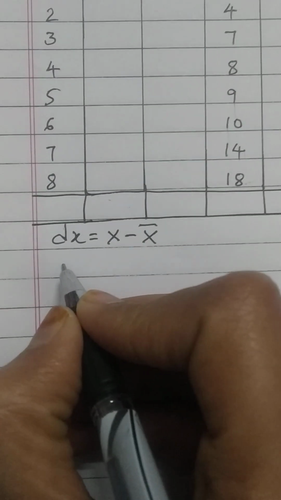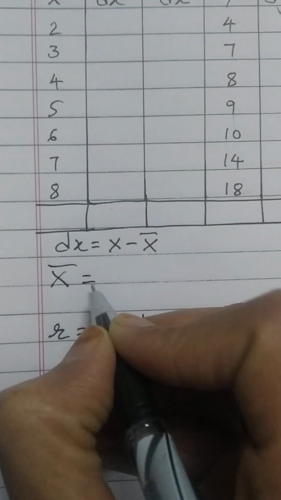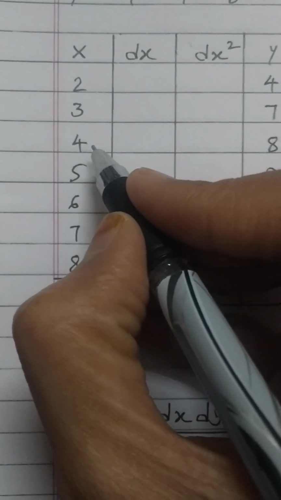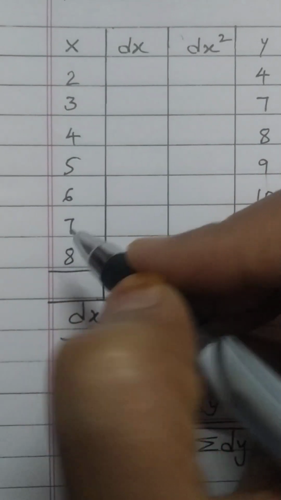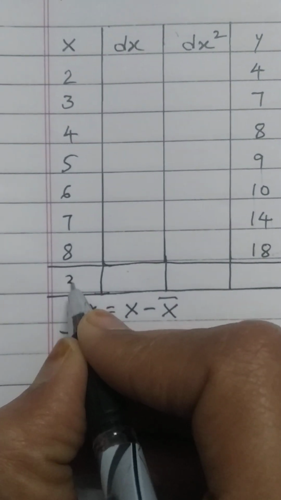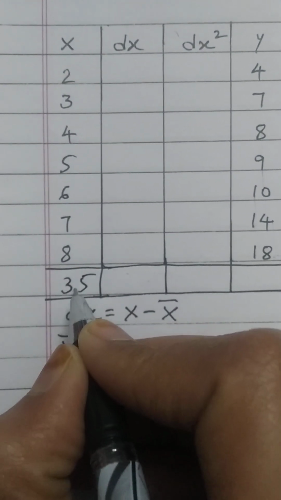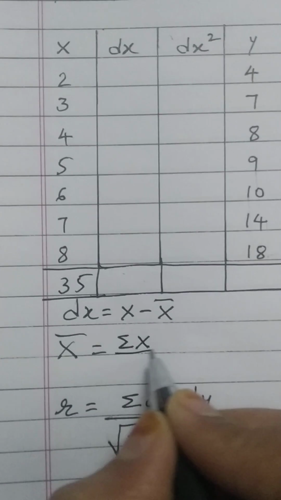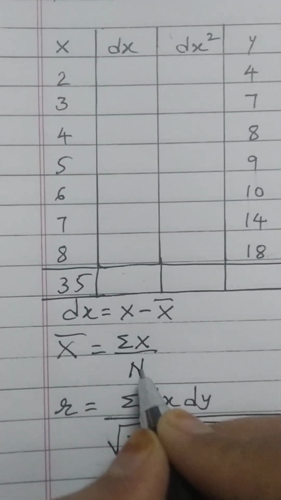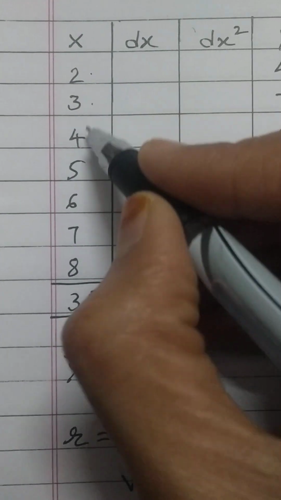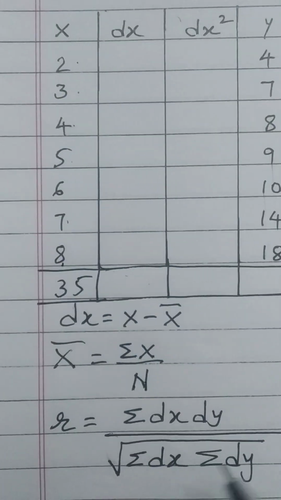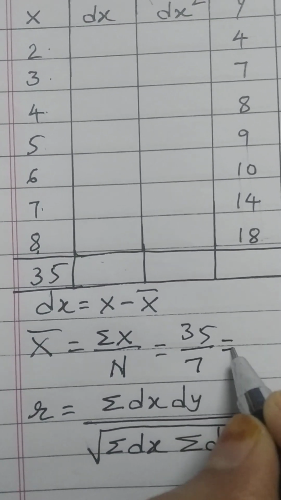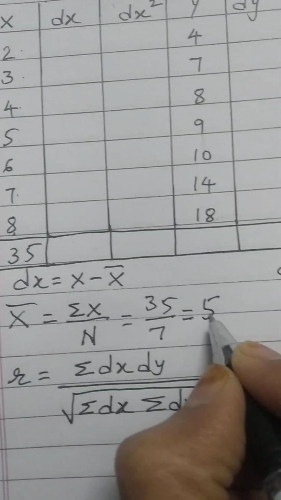When I calculate x bar, how to calculate, students? This is x. When I add 2 plus 3 plus 4 plus 5 plus 6 plus 7 plus 8, it is nothing but 35. So here I will put sum of x by capital N. N is the number of observations, 1 2 3 4 5 6 7, so 7. 35 divided by 7 is equal to 5. So I got 5 here.